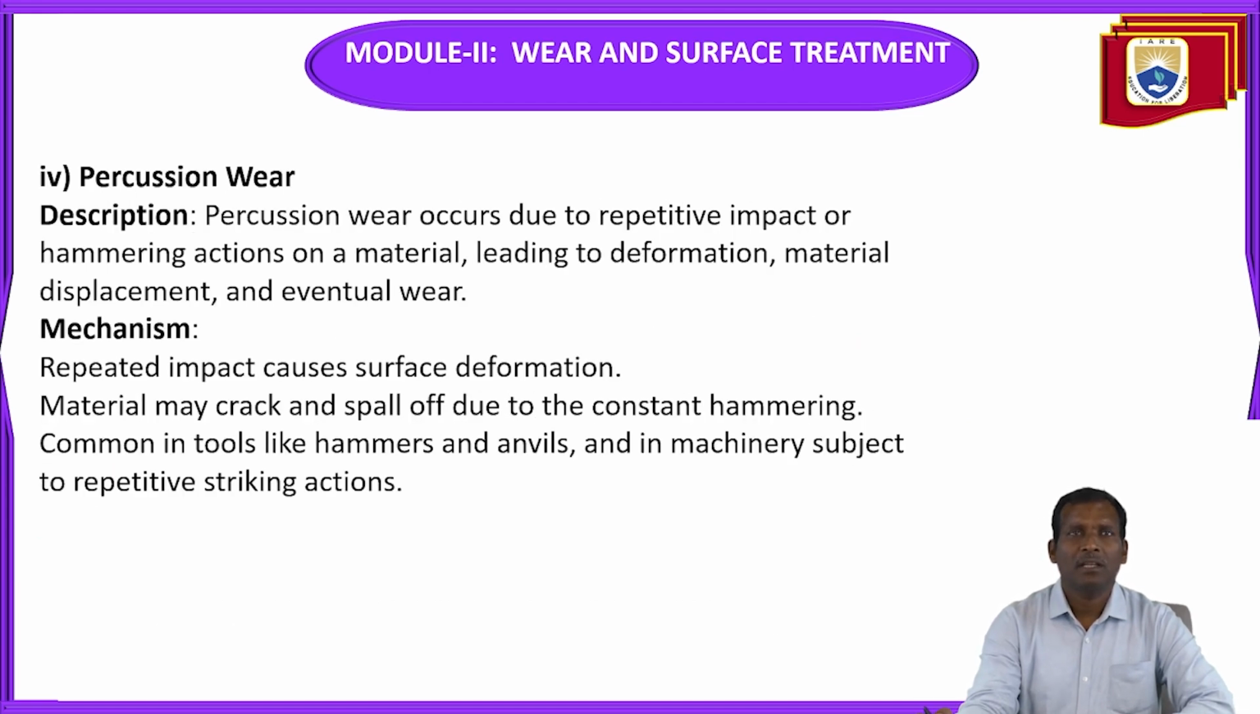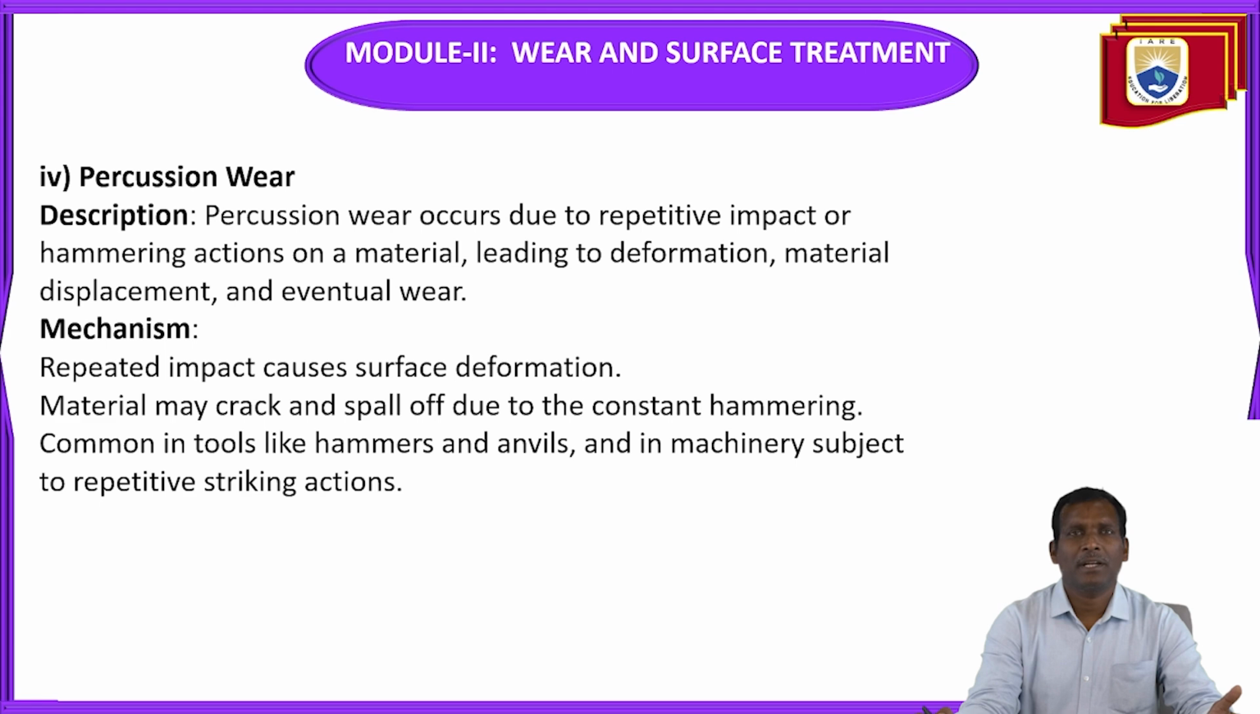Percussion wear. This type of wear generally occurs due to repetitive impact or hammering actions on a material, leading to deformation, material displacement, and eventual wear. Whenever the component or material is subjected to repetitive impact, this type of percussion wear occurs. So how to avoid it?